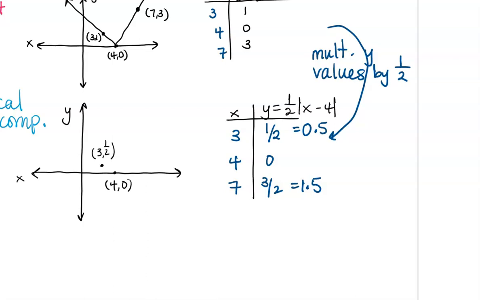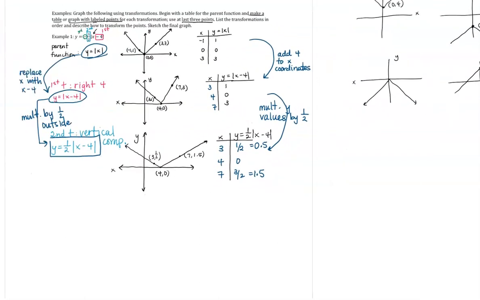But (7, 3) has now dropped down to be at (7, 1.5). So this graph now looks a lot wider because it was vertically compressed. So it was vertically pushed down, which is going to stretch that graph out to make it wider. And then we have one more transformation to apply.